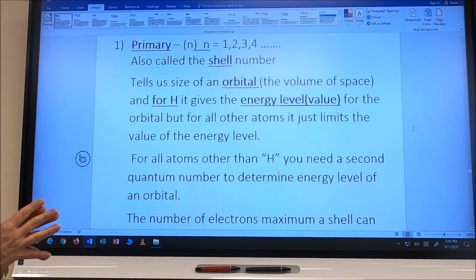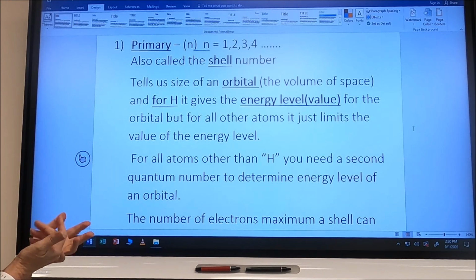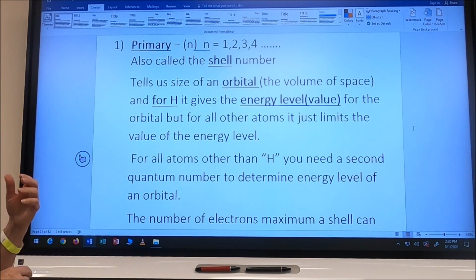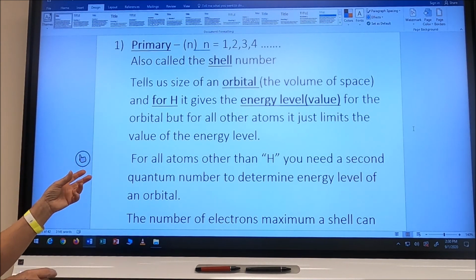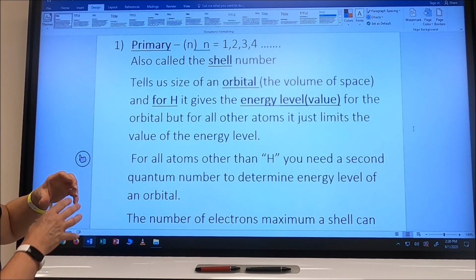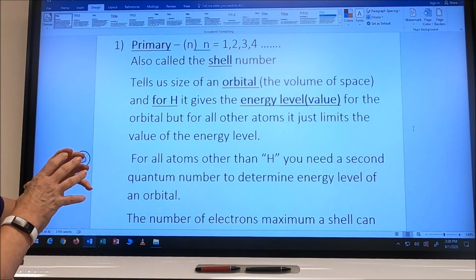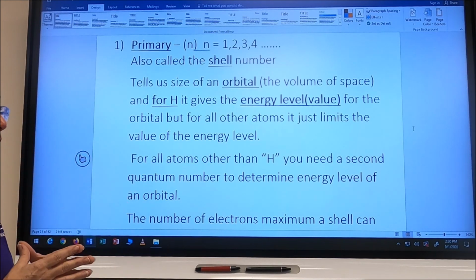The first quantum number is called the primary quantum number. It's an integer: 1, 2, 3, 4, 5. It's commonly called the shell number. So I'll talk about what the shell is. What shell is the electron in? The primary quantum number tells us the size of the orbital. The higher the primary quantum number, the shell number, the larger the volume of the orbital.